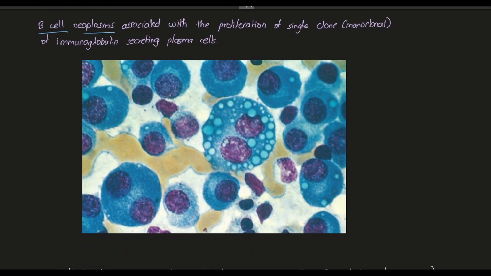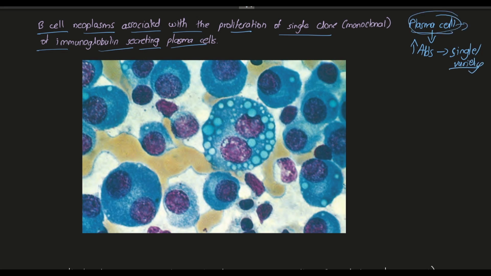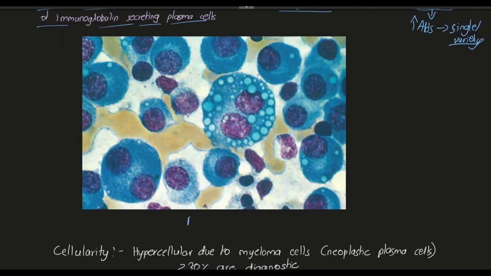It's a B cell neoplasm that's associated with proliferation of a single clone of immunoglobulin secreting plasma cells. Of course, I know you got a little bit confused. I will make it very simple. There is a neoplasm of plasma cells which secrete excessive antibodies of only a single type. One variety of antibodies is secreted by these neoplastic plasma cells. That's it. Okay, this is the bone marrow aspirate.